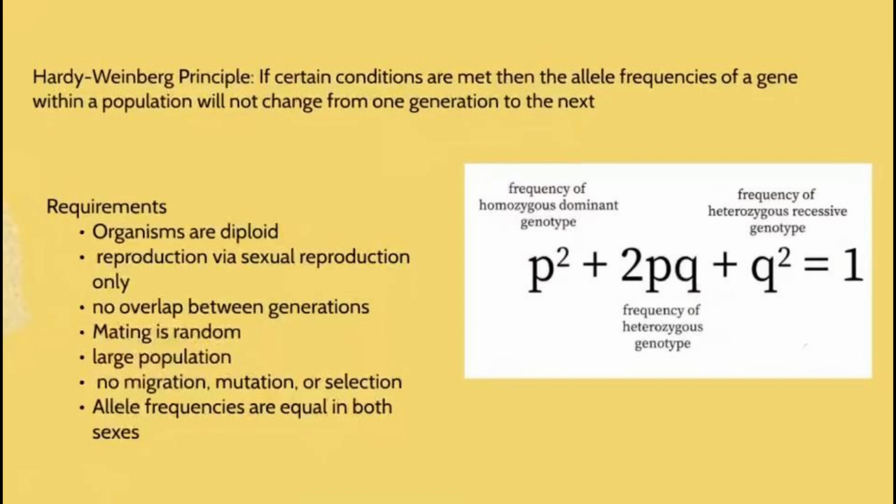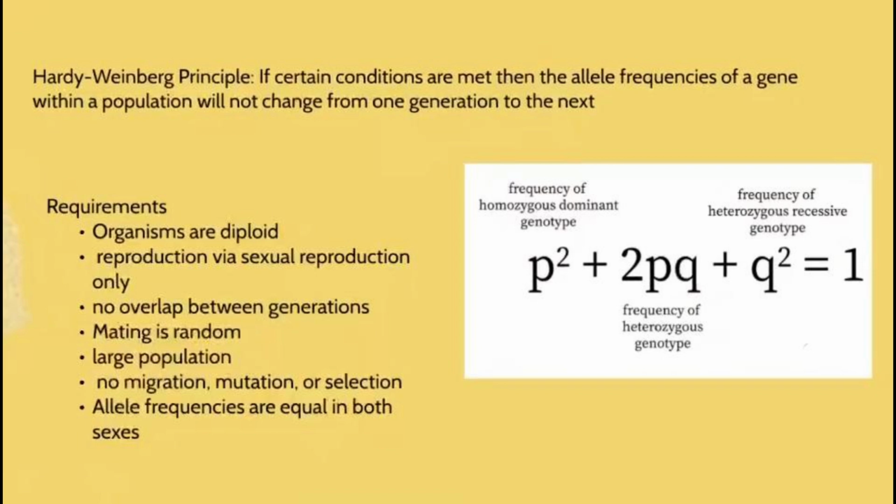The chance of someone being heterozygous would be 2pq, because the offspring could inherit a dominant from the mother and a recessive from the father, or the other way around. So that's p times q and p times q, so that's 2pq. And then they could also be homozygous recessive, which would be q squared, because they would need to inherit a recessive allele from both the parents.